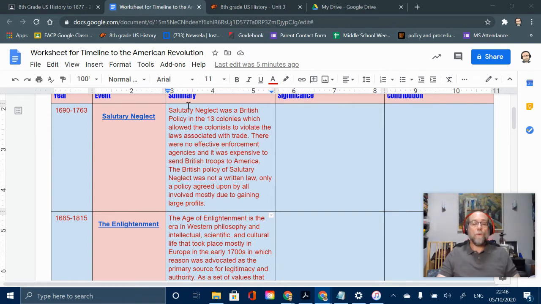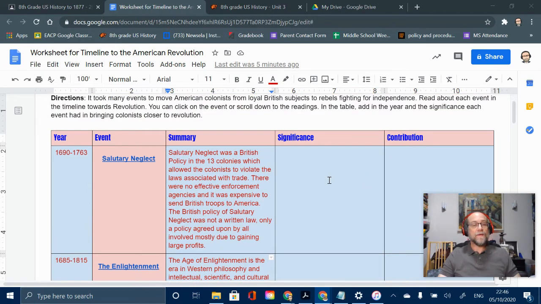What we want to take a look at here is salutary neglect first. I put this summary in. Salutary neglect was a British policy in the 13 colonies, which allowed the colonists to violate the laws associated with trade. There were no effective enforcement agencies, and it was expensive to send British troops to America. In addition, the British policy of salutary neglect was not a written law, only a policy agreed upon by all involved, mostly due to gaining large profits.